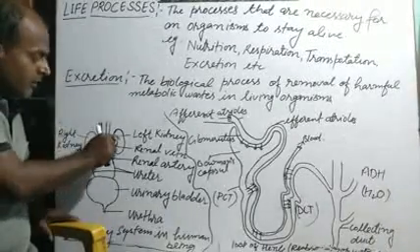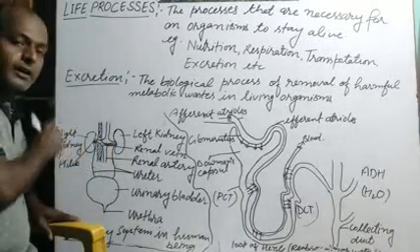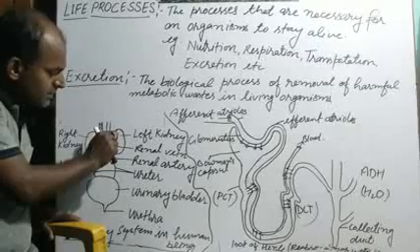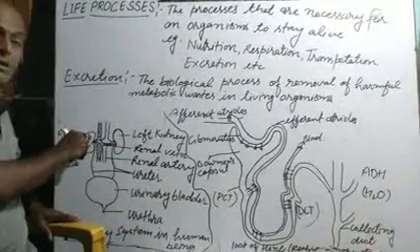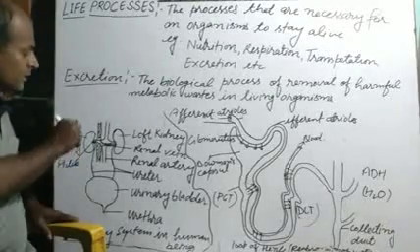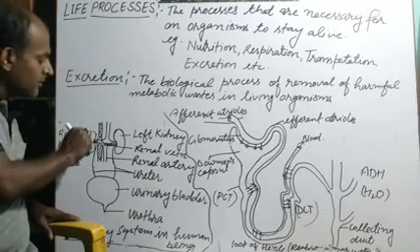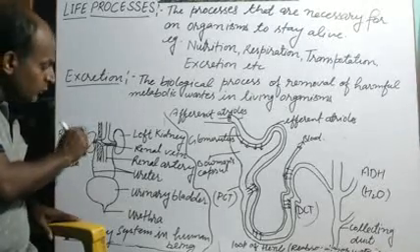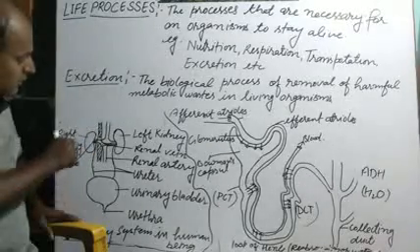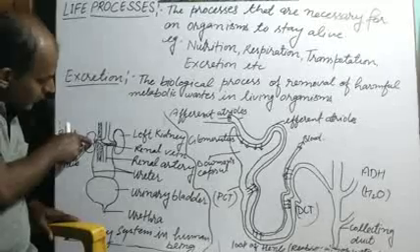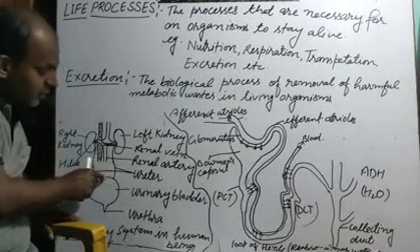There is a pair of kidneys. This is the left kidney and this is the right kidney. The left kidney is slightly more superior than the right one. The reason is that on the right side the size of the liver is larger, due to which the right kidney is slightly lower in position. From the kidney, the ureter arises and connects with the urinary bladder.